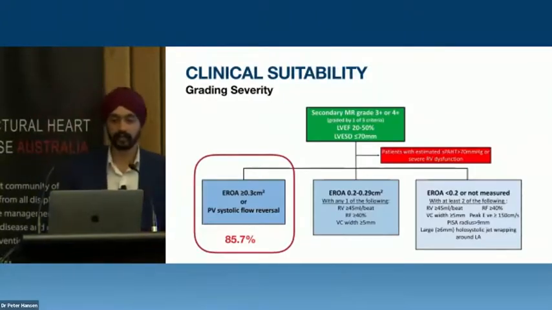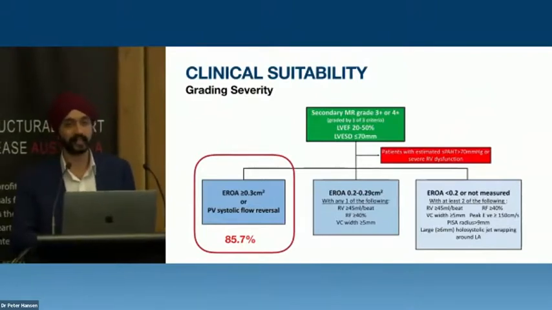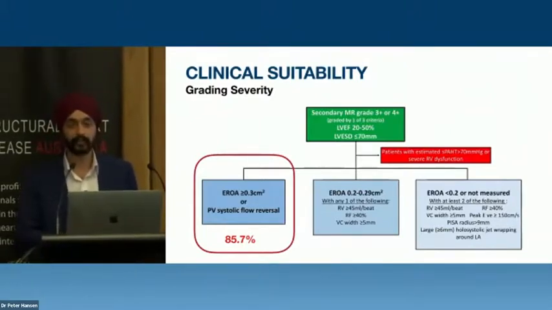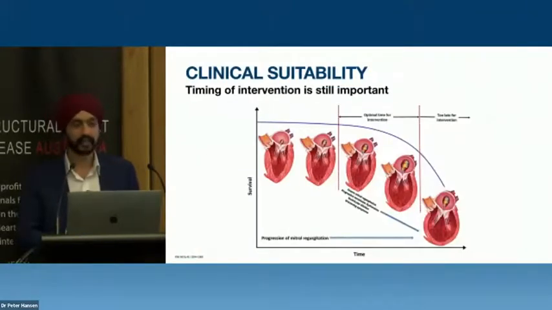And when we talk about grading the severity, there's a lot of ways, if you look at the guidelines, to grade MR. But if we look at the simplest ways, which was used in the COAPT trial, the vast majority of patients, about 85% of patients, were enrolled based on one of two things, essentially. That they had an effective regurgitant orifice area of greater than 0.3 centimeters squared, or they had pulmonary vein systolic flow reversal. And so if you have one of those criteria, then the severity is considered sufficient to be considering this procedure. And the timing of intervention is still very important.